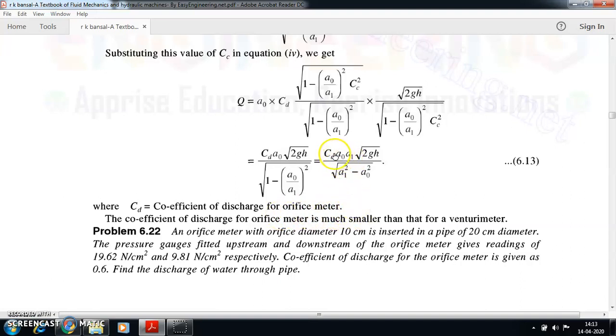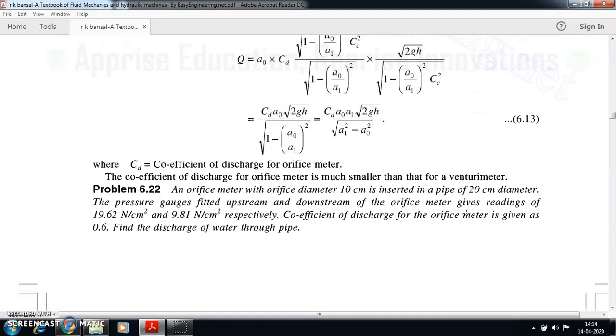A0 is the cross-sectional area of the orifice, A1 is the cross-sectional area of the inlet or section 1. H is the differential pressure head, okay, and A1 square and A0 square remain the same. So this particular formula is very similar to the Q formula that we had derived in venturimeter. Now we will solve one or two numerical problems on orifice meter.